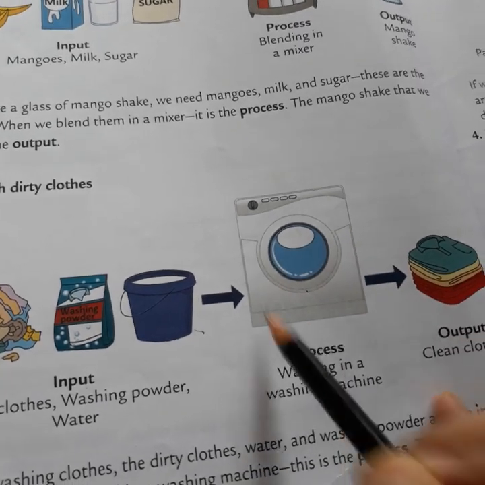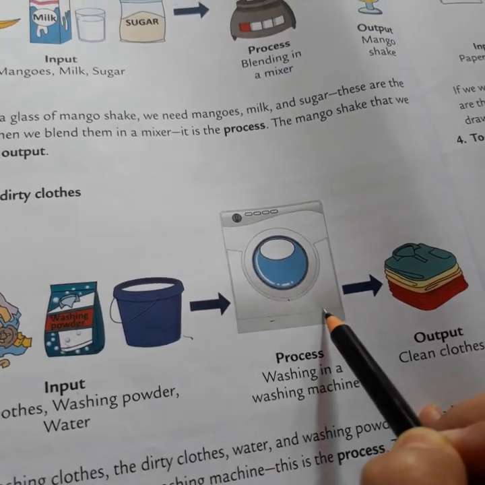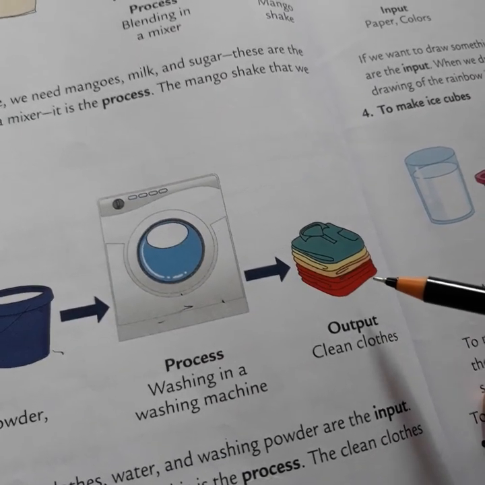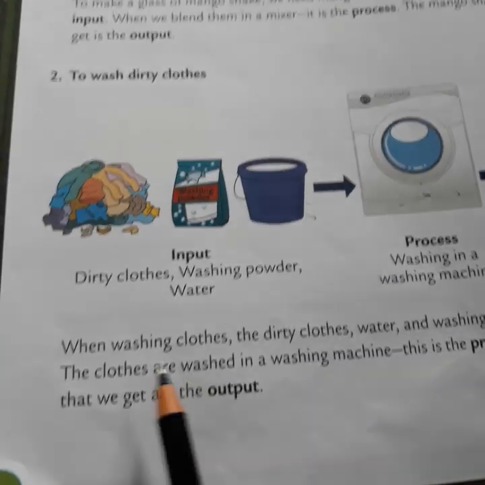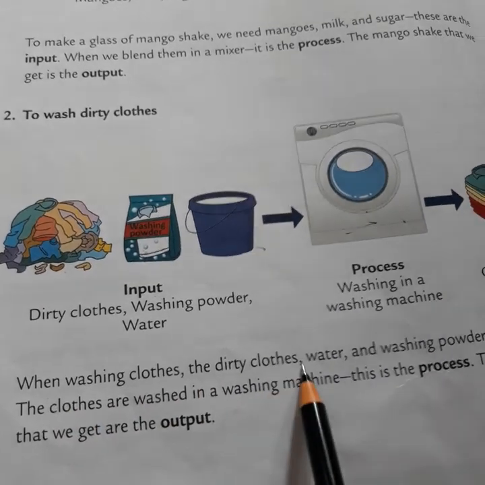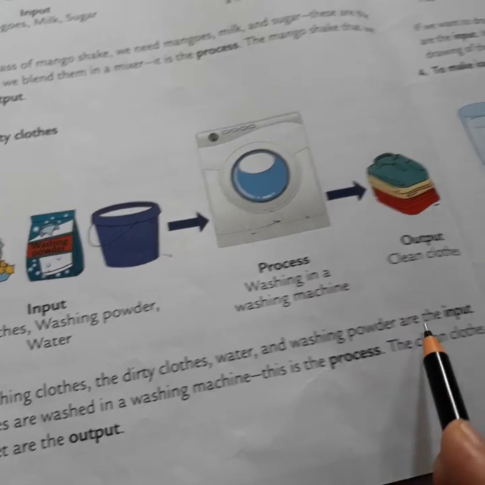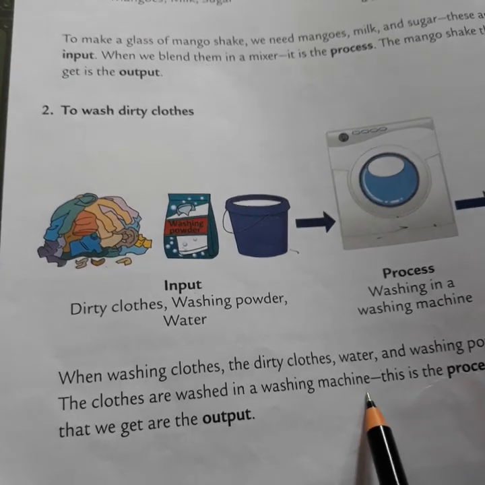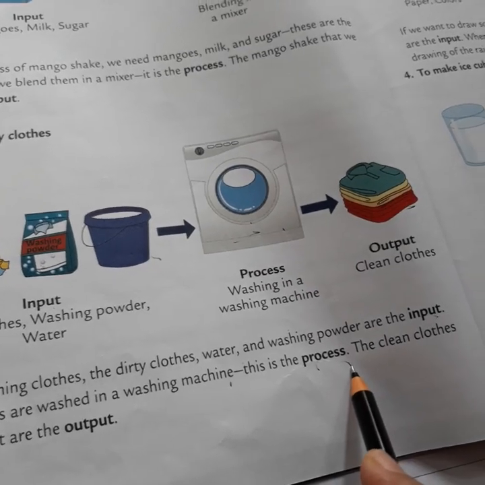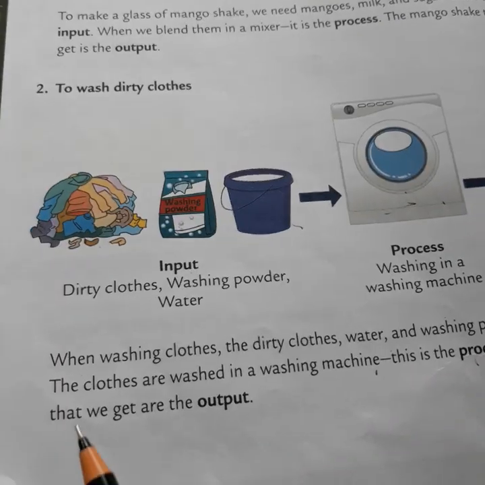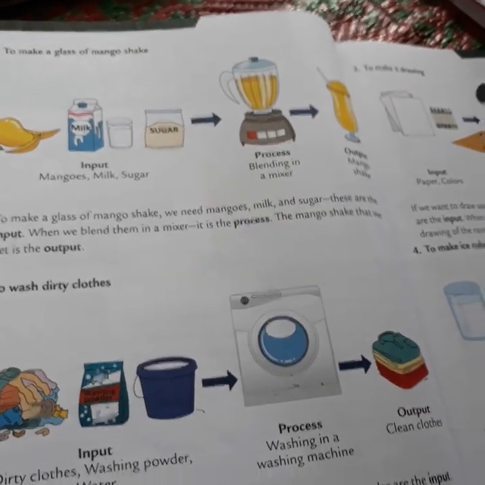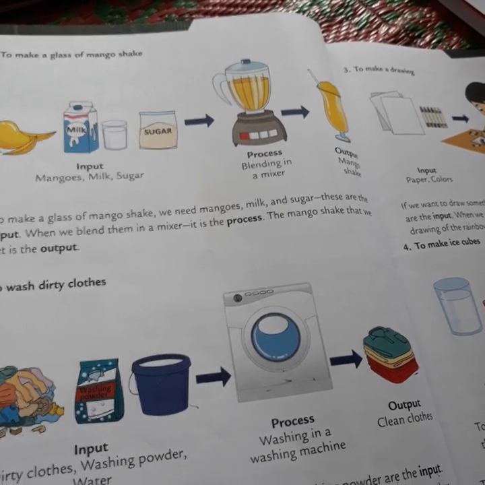Then what happened, processing is being carried out by the washing machine. So this is processing, and then what we get after that, we get dry and clean clothes, right? This is called output. So here we can see that when washing clothes, the dirty clothes, water and washing powder are the input. The clothes are washed in a washing machine. This is the process. Then the clean clothes that we get are the output. So these are the two examples where we can find the process, that is the IPO cycle.